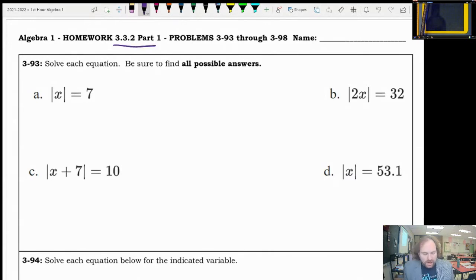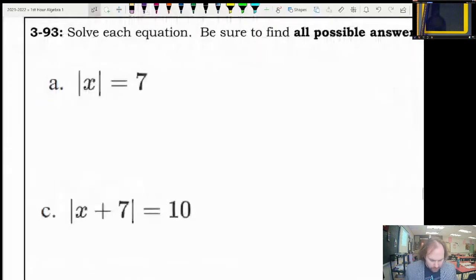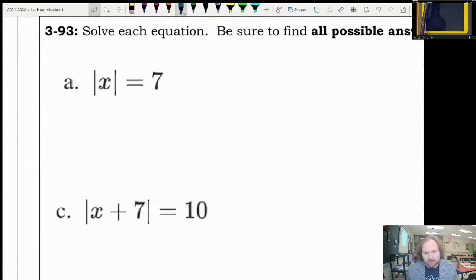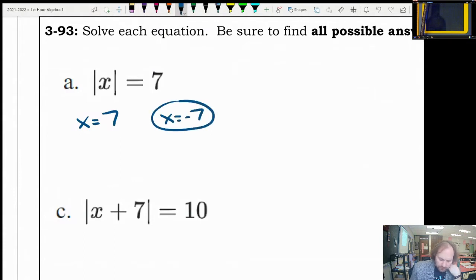Problems 93 through 98. We're going to start with some absolute value equations. So these aren't going anywhere. They're good to get used to solving them over and over again, too. Here you got the absolute value of x equals 7, which is pretty simple. It only has two answers, x equals 7 and x equals negative 7. Both of those numbers have an absolute value of positive 7.